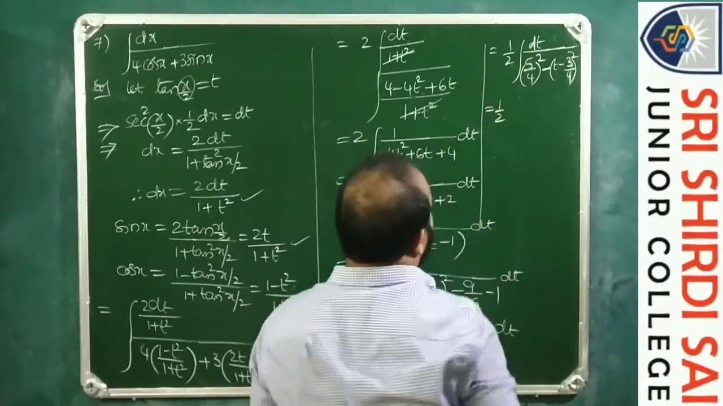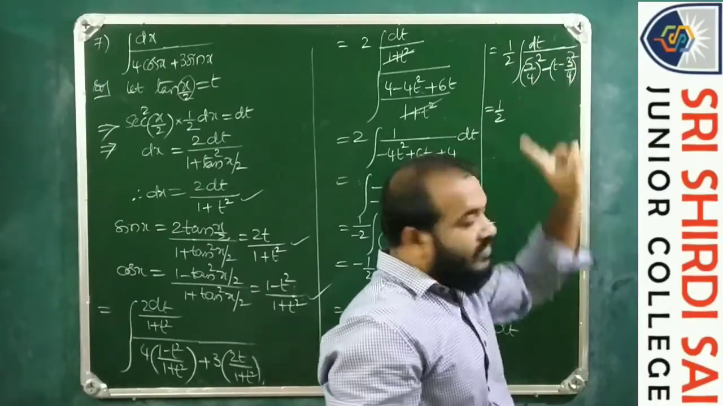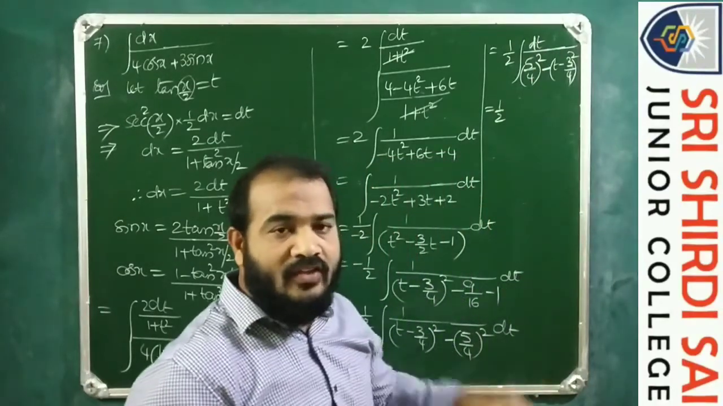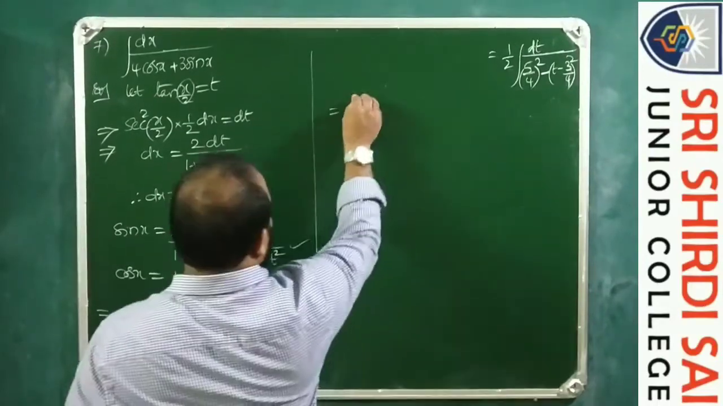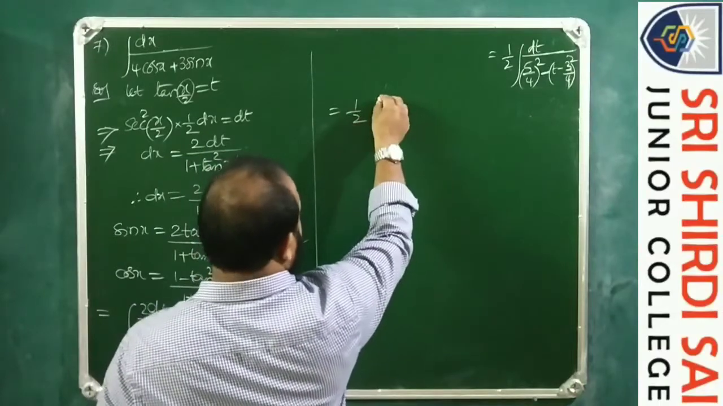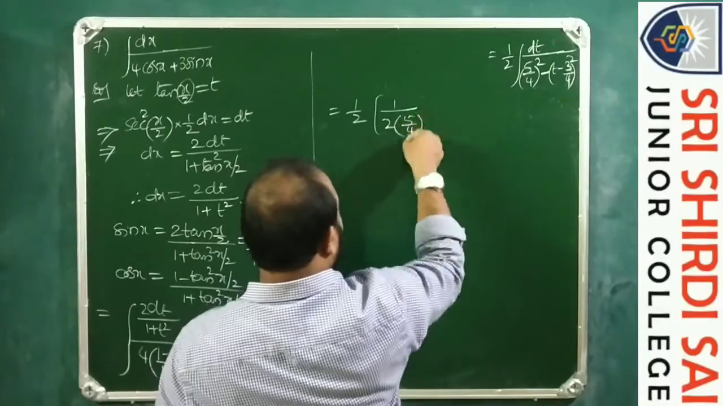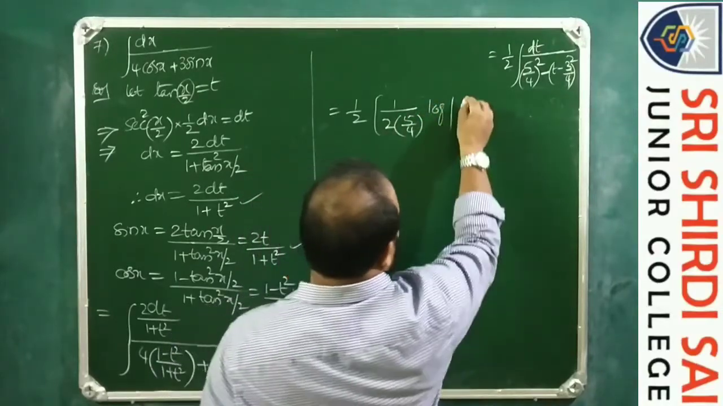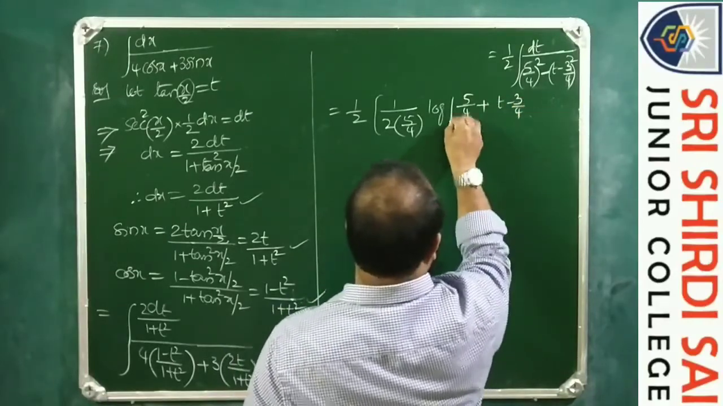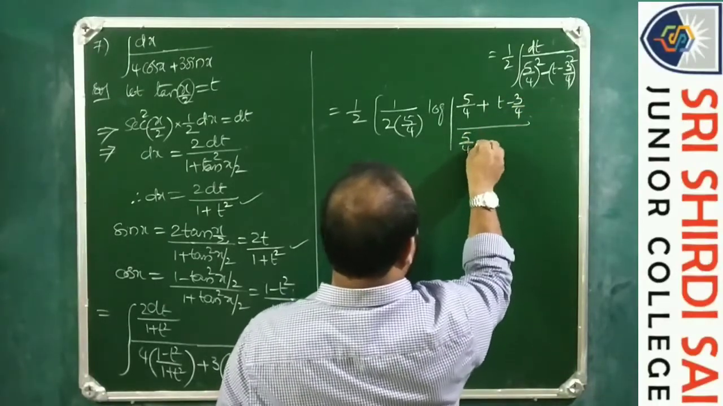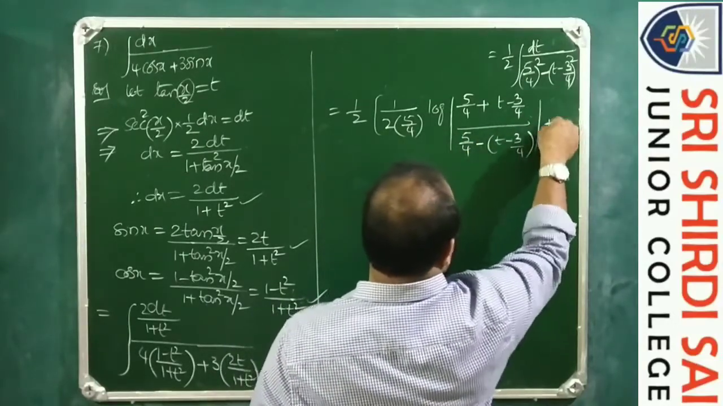So 1 by 2. This is of the form integral 1 by a square minus x square dx. Integral 1 by a square minus x square dx is 1 by 2a log mod a plus x by a minus x. So 1 by 2 into 1 by 2a, a here is 5 by 4, log a plus x. So 5 by 4 plus t minus 3 by 4 by 5 by 4 minus of t minus 3 by 4 plus constant of integration c.